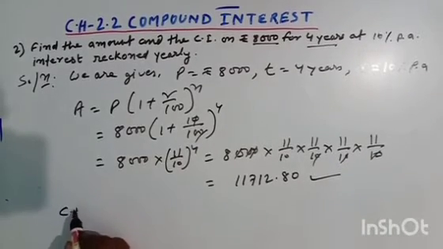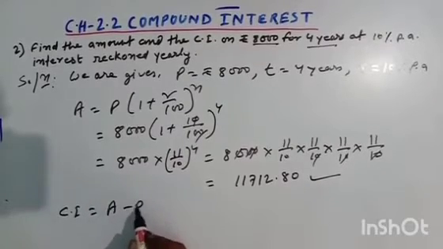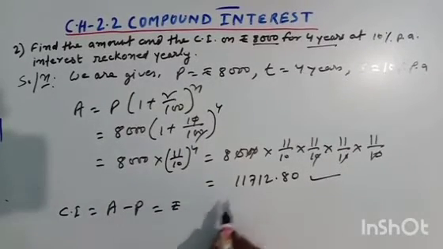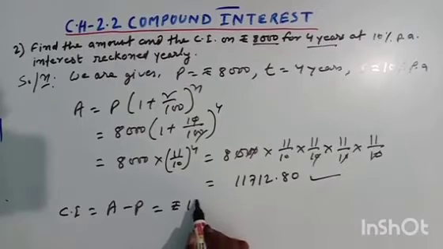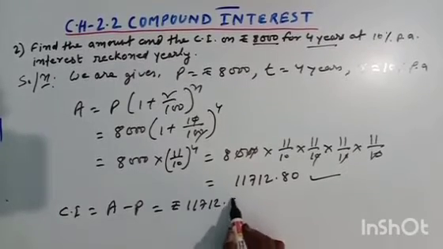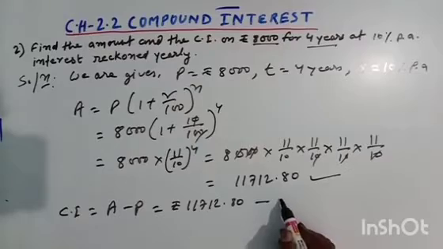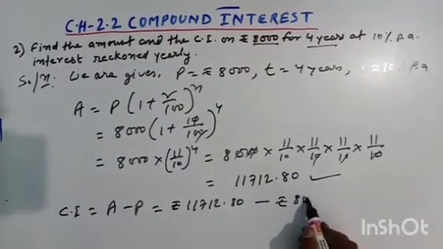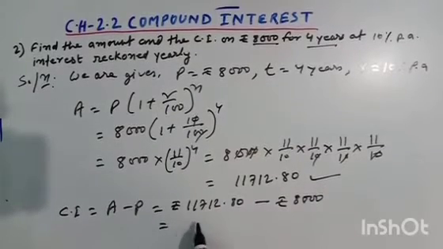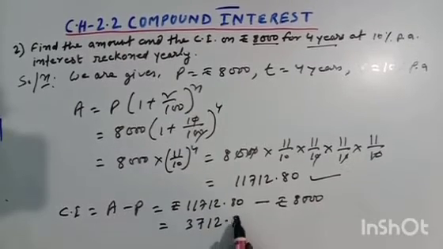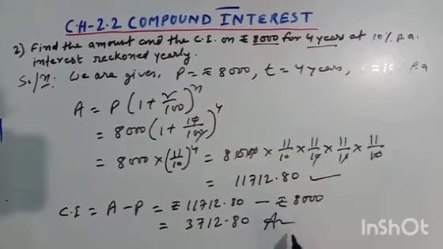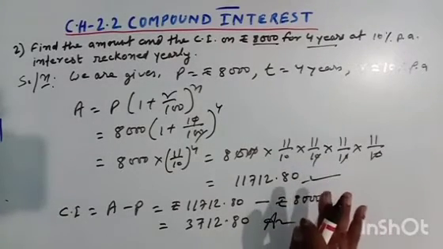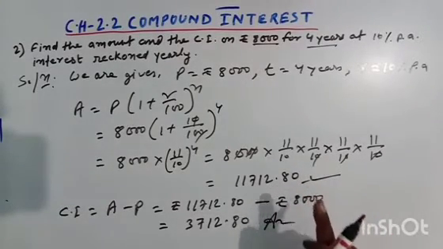Now compound interest formula, compound interest equals A minus P. So what is A? Amount is 11,712.80 minus rupees, what is the principal? It was 8,000. So 8,000. Now you subtract, you will get the answer is 3,712.80. This is the compound interest and this is the amount. Understood, students? Now we will solve one more question over here.